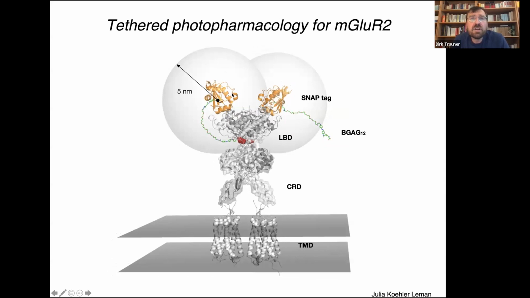And let's maybe go back here. In orange, I have modeled in the SNAP tags. You get the sense how small or large the SNAP tag is. And in green, we have modeled in the tether and the photoswitch.